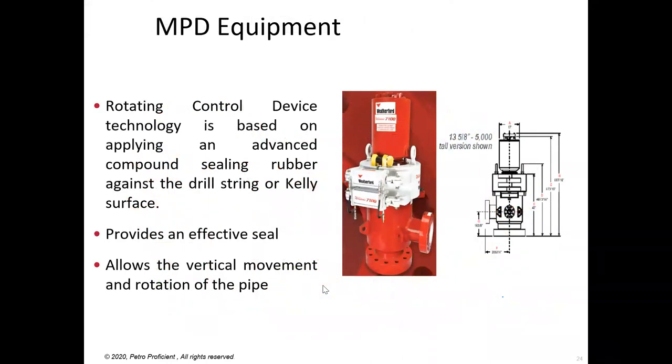So this is how a typical rotating control device looks. The top part of this is the bearing assembly. The bottom part of this is the RCD valve, and this is the hydraulically operated clamp. We have an animation showing how this is installed and how this works. So this will give you an idea about how the equipment is. This is the bearing assembly.